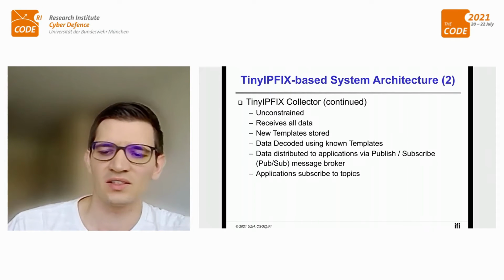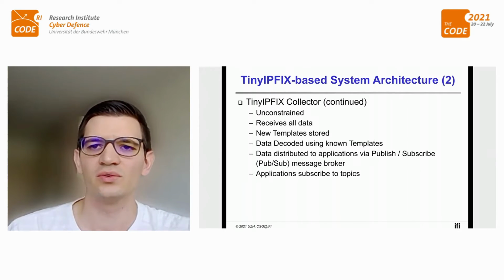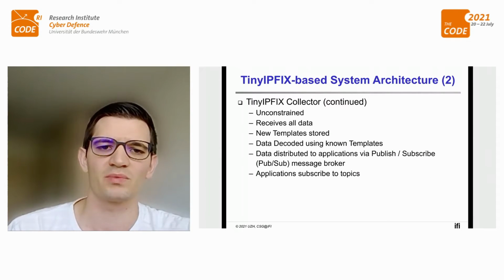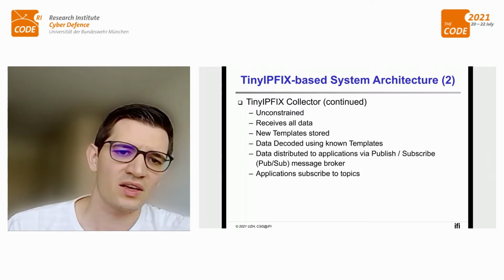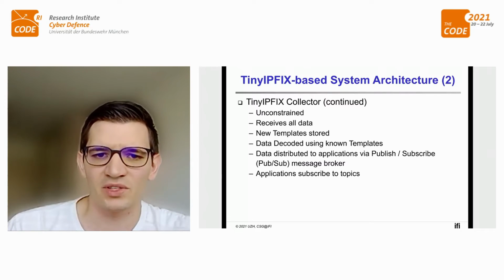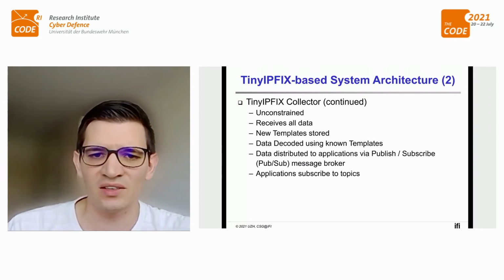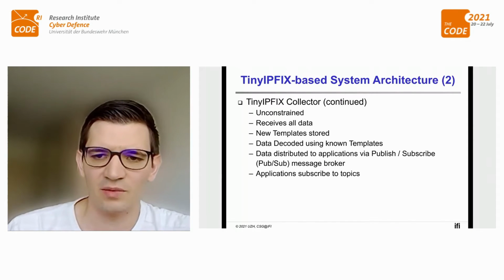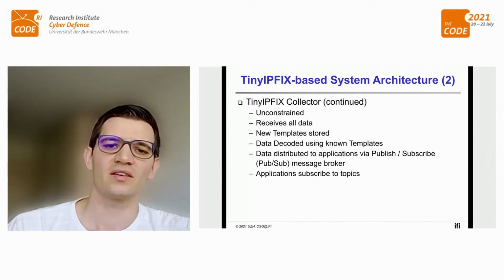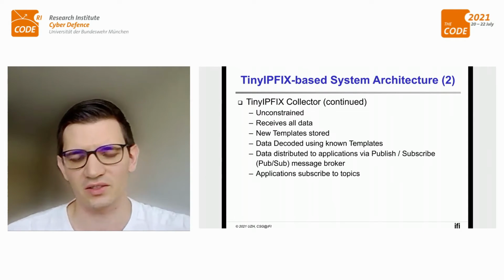Data is distributed by the collector to the applications using a publish-subscribe message broker. The applications can subscribe to a topic of the message broker, and then they receive the specific messages they are interested in from the collector.